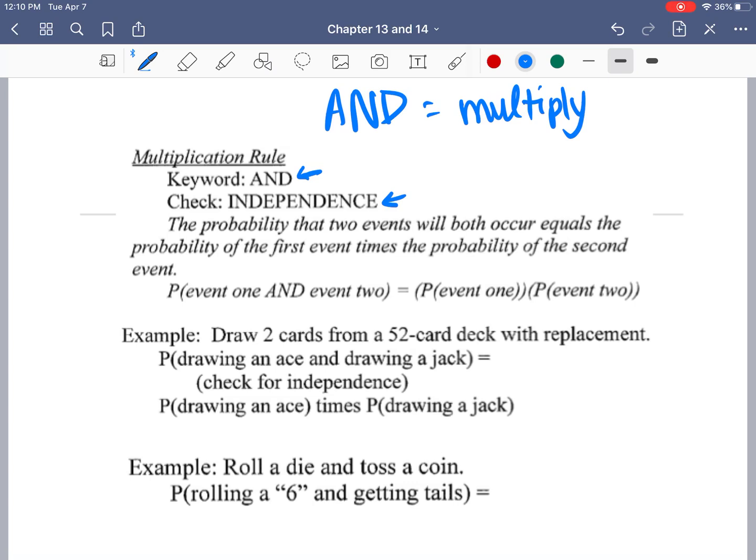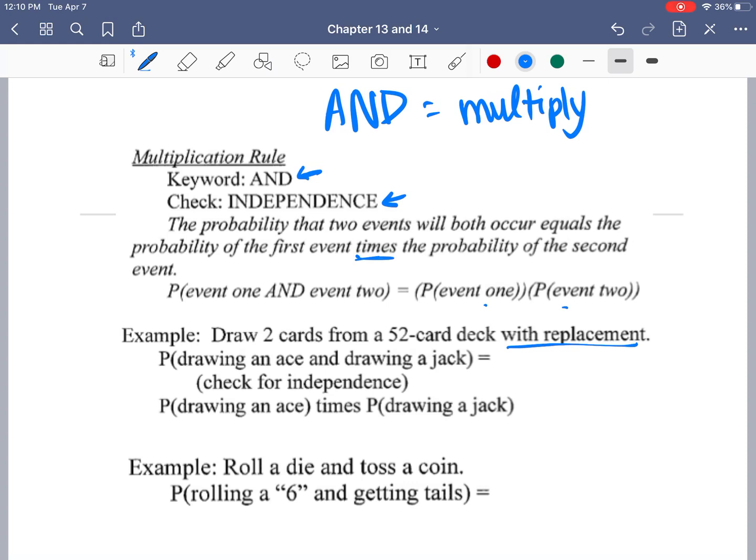The probability that 2 events will both occur equals the probability of the first event multiplied by the probability of the second event. So this is when events are independent. What happens on the first event has nothing to do with what happens on the second event, like rolling a die and flipping a coin. They're independent of each other. Or when you do things that are with replacement, you just multiply the two probabilities together.